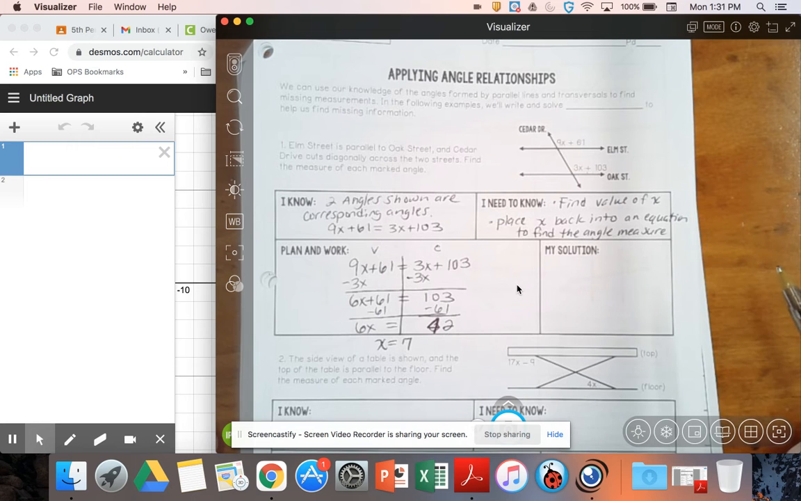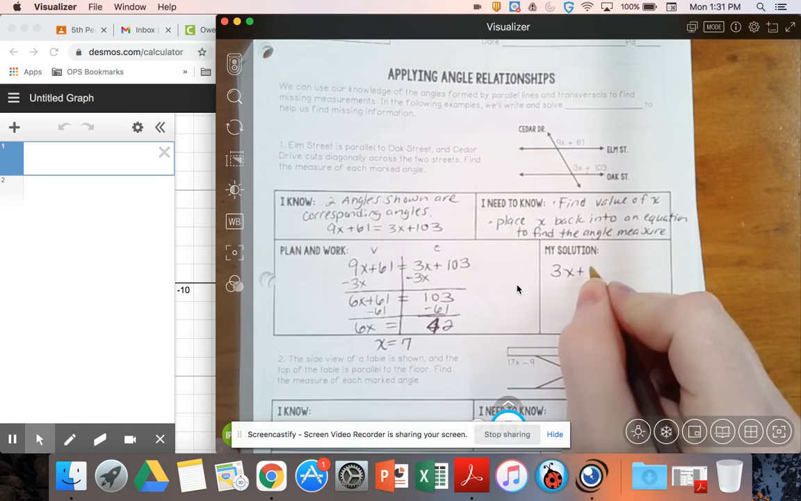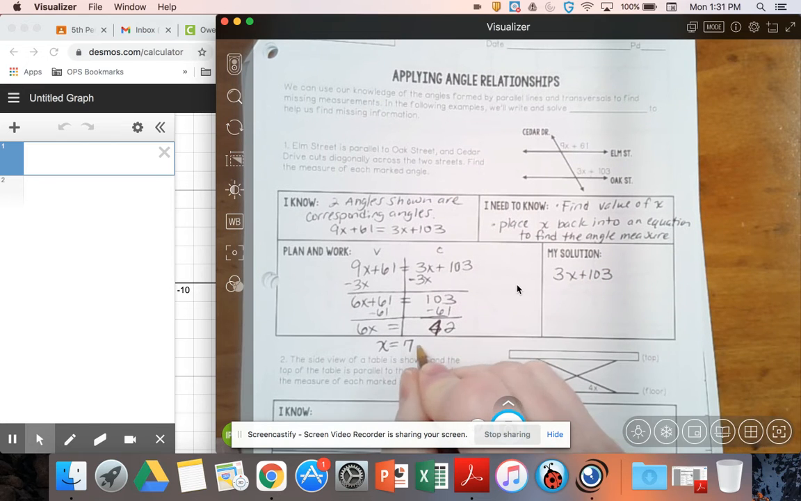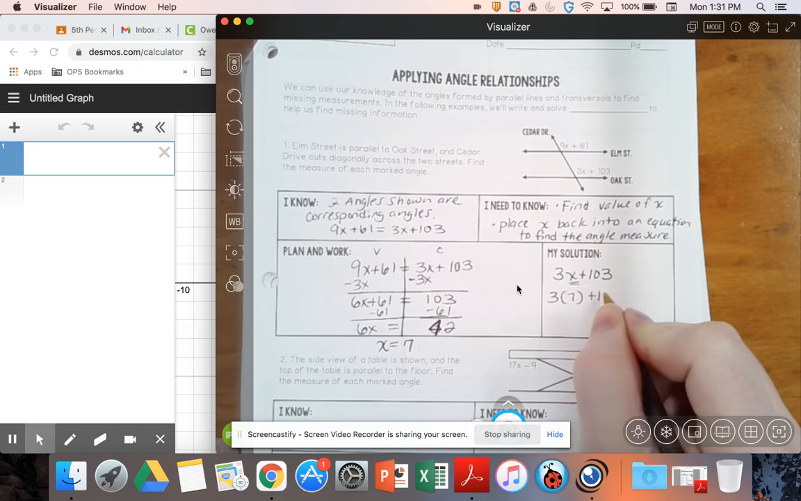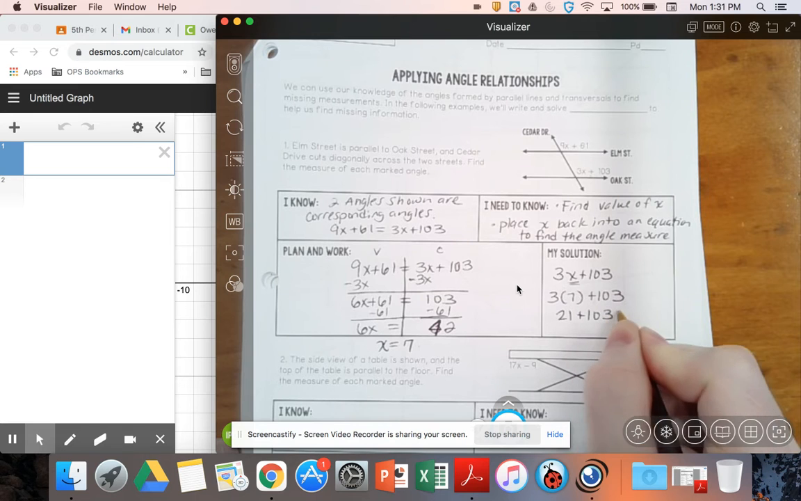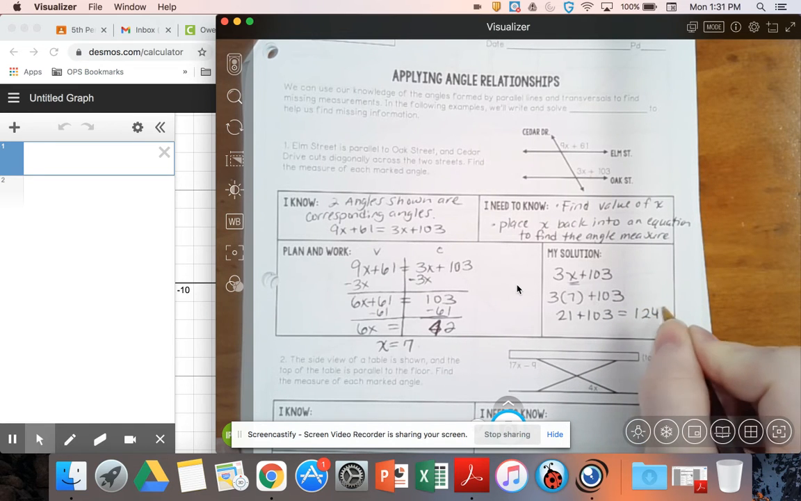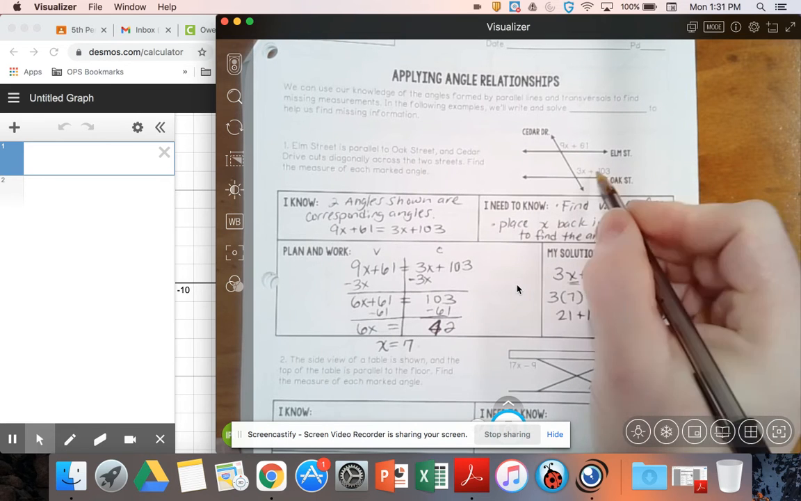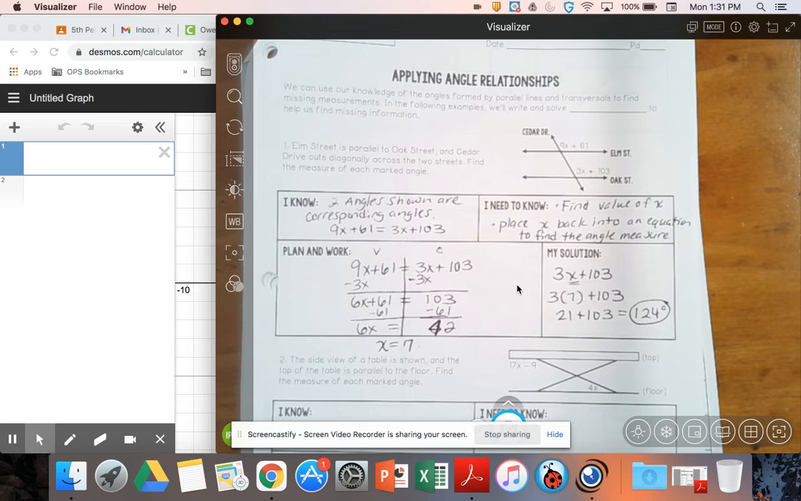The x equals 7. So what I do to find my solution is I'm going to pick an equation. I'm going to pick the bottom one. And I'm going to place that 7 back in here for the x. So I get 3 times 7 plus 103. 21 plus 103. And that will give me 124 degrees. So this is 124 degrees, and that's 124 degrees because those are the same angle. Okay? All right, so let's look at another one here.